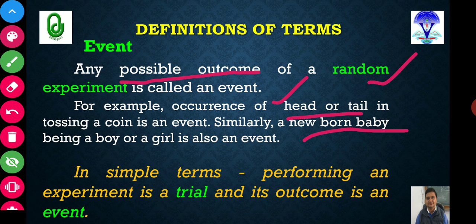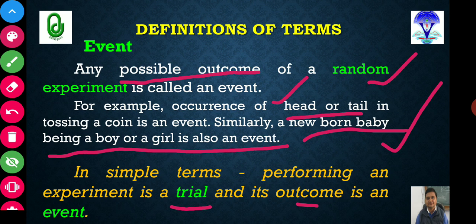Similarly, a newborn baby being a boy or girl is also an event, because there is no definite answer whether it will be a boy or girl. In simple terms, performing an experiment is a trial and the possible outcome is an event.